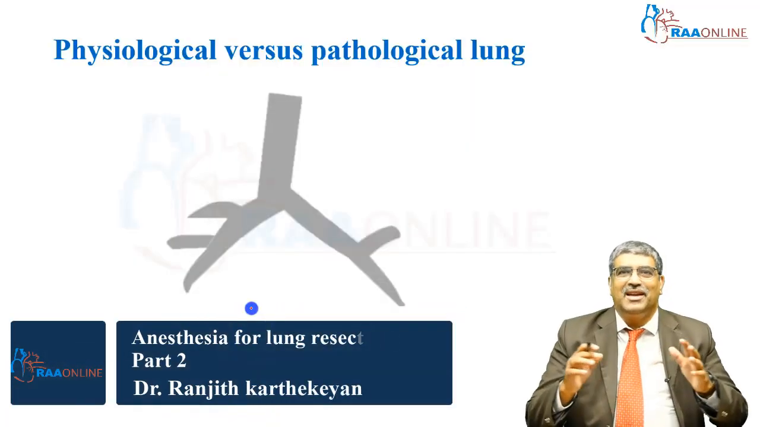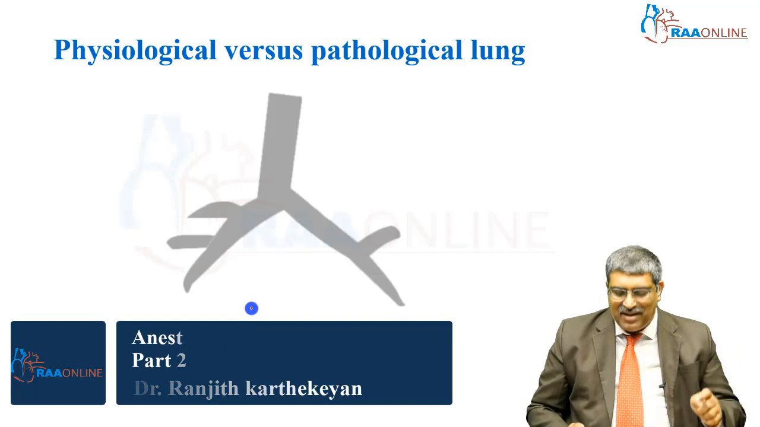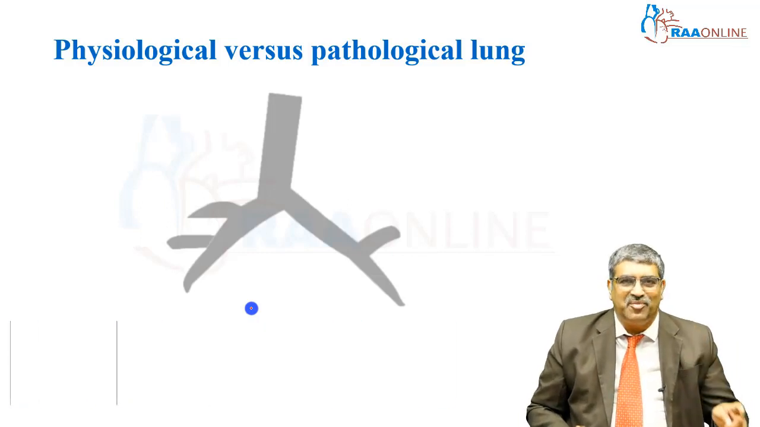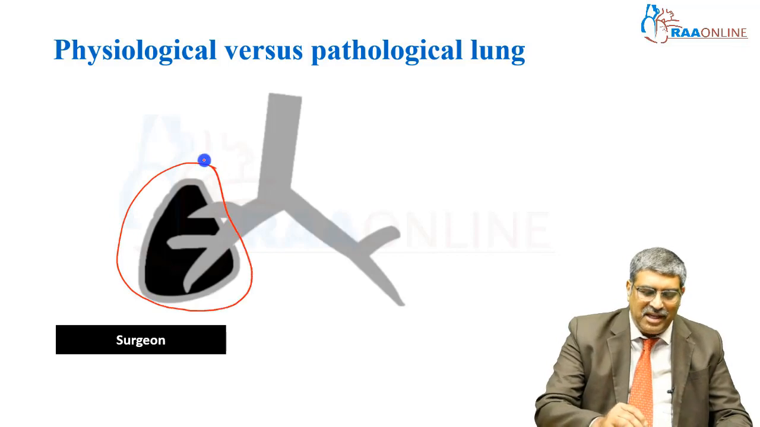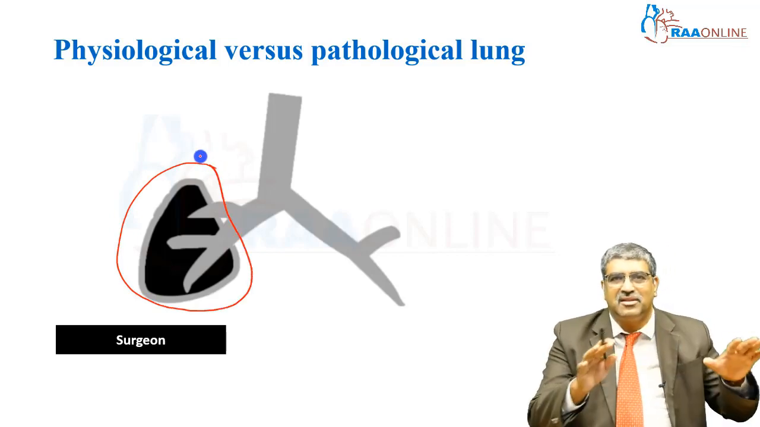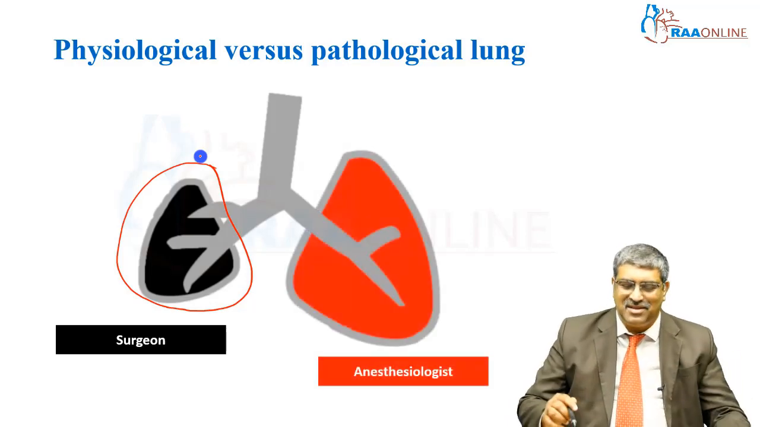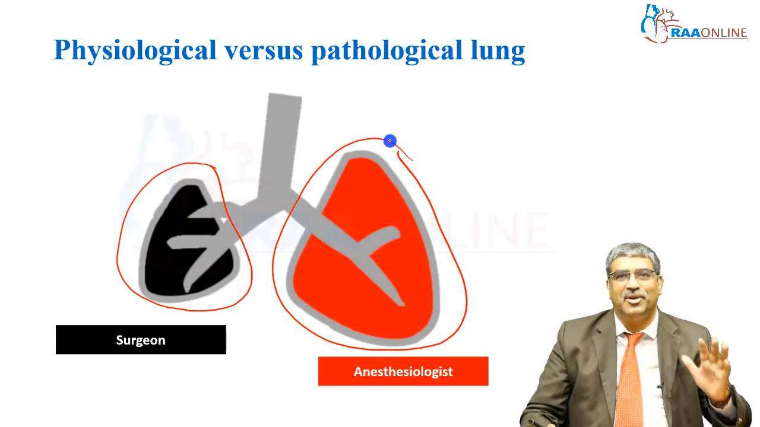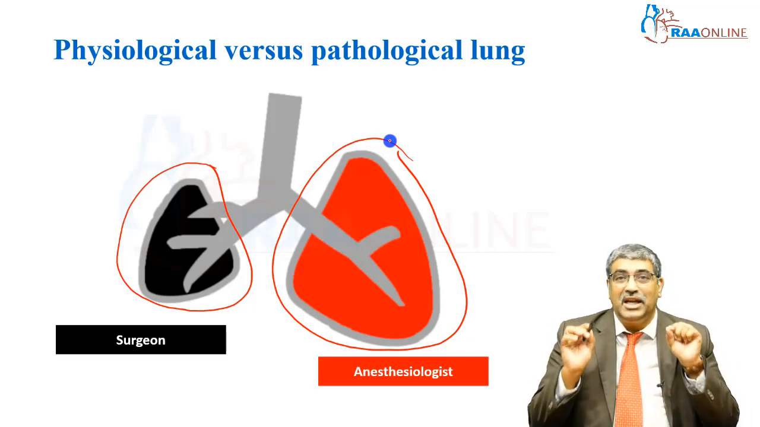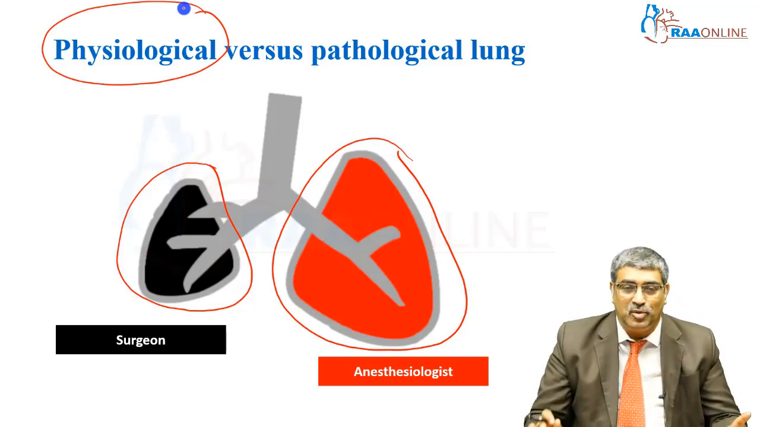Now coming to the intraoperative period. Here the most important thing is the surgeon is going to deal with the pathological lung, the destroyed lung, and he is going to remove the lung. Anesthetists have to deal with the normal lung. It is going to be very difficult. When you deal with physiology, you can't afford to make a mistake.